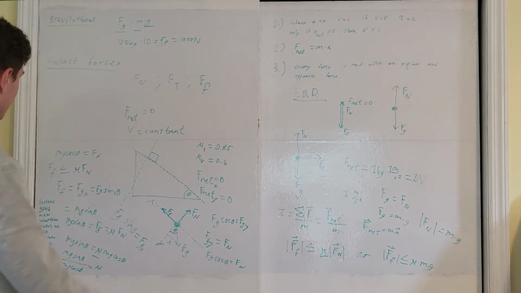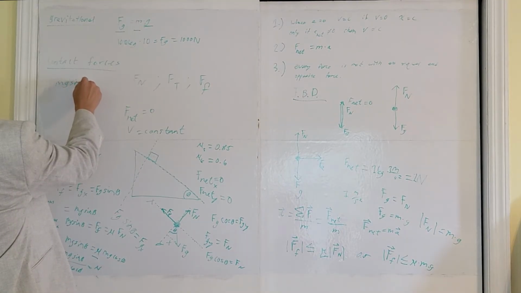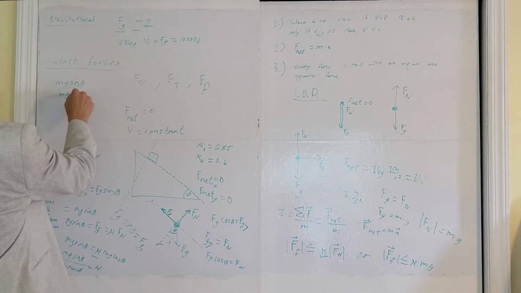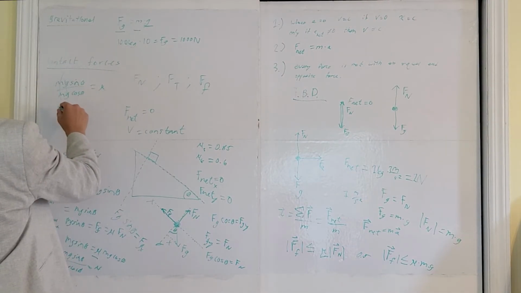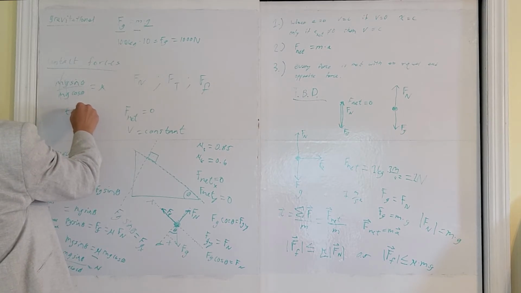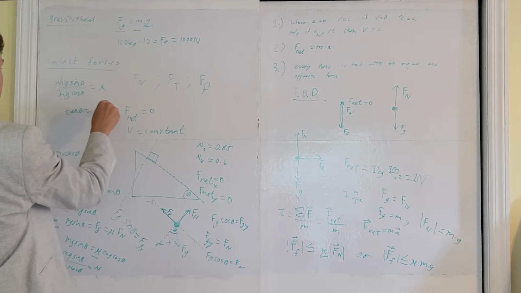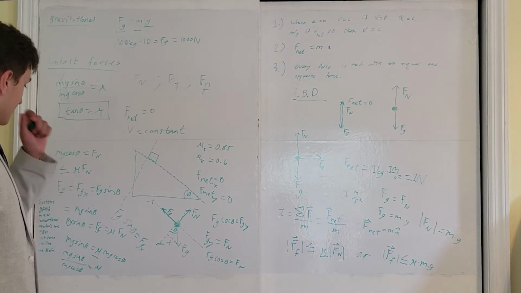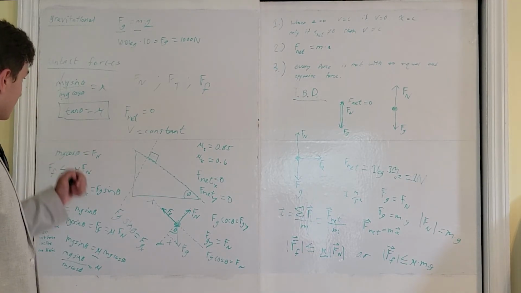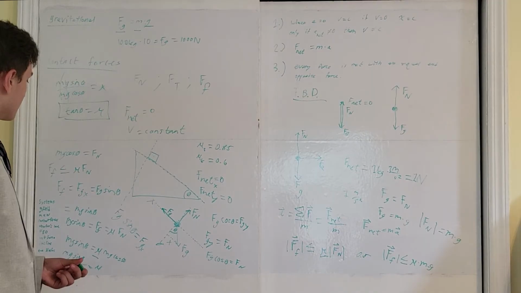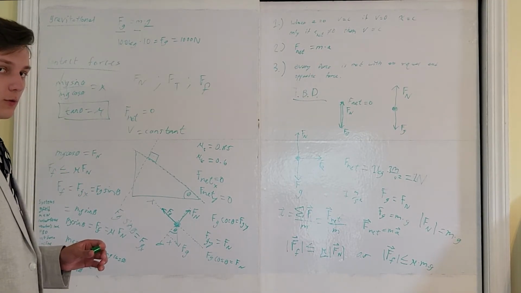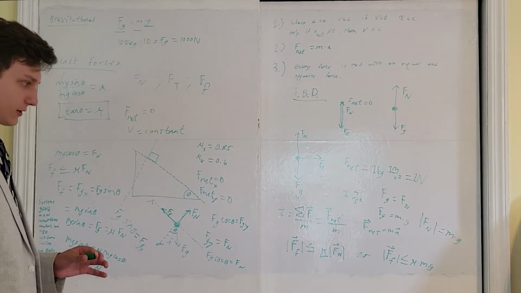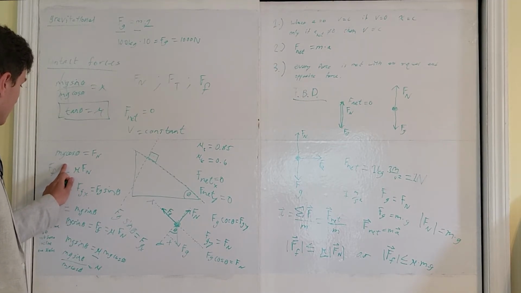So let me bring that up here. Mg sine theta over mg cosine theta equals mu. The m's cancel, the g's cancel, sine over cosine is tan. Therefore, tan theta equals mu. Because this is a less than or equal to sign, this equation only holds true at the maximum static frictional force or at the kinetic frictional force, where this turns into an equal sign.